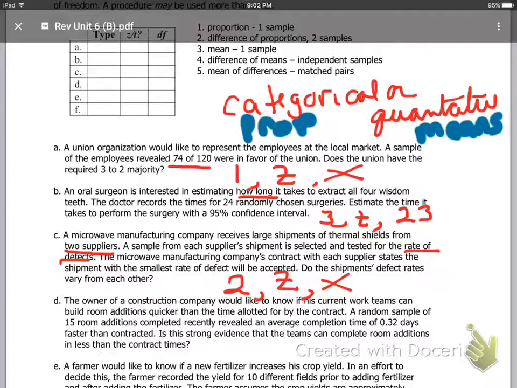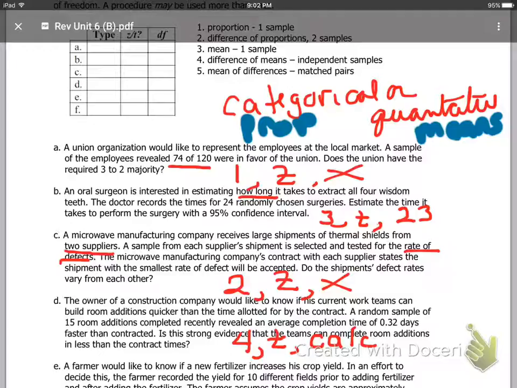Okay, let's go to D. Here what we are doing is adding 15 additional rooms that revealed an average completion time of 0.32 days faster than contracted. Days is quantitative, so that means this is T. And we have 2 T's, right? So is this going to be a difference of means, or is this going to be a matched pair? The deal is that it's a difference of means, it is a T, and you need your calculator to come up with the degrees of freedom. Because remember, for 2 T's, it's the calculator.